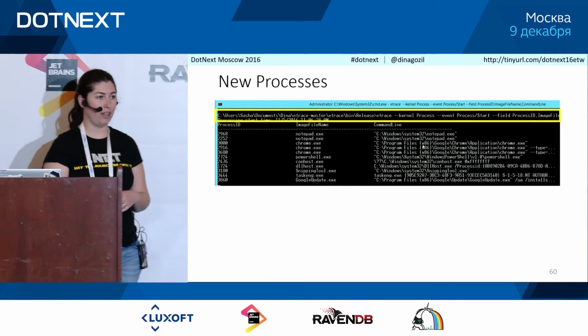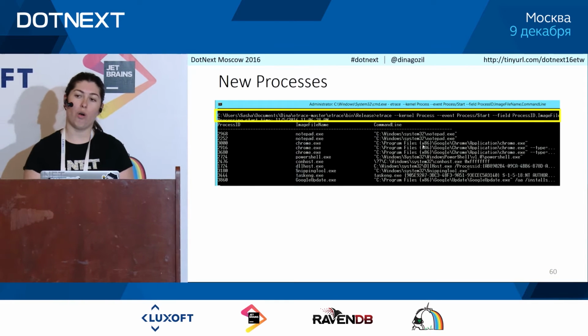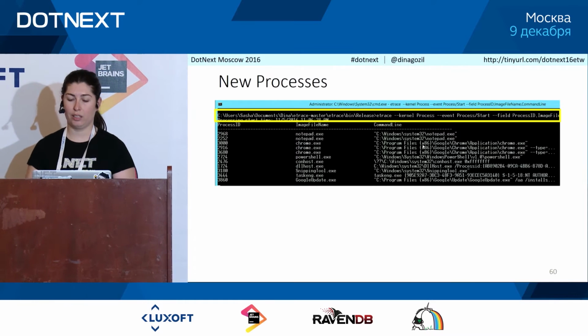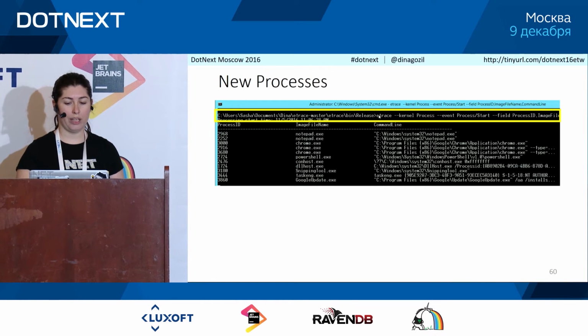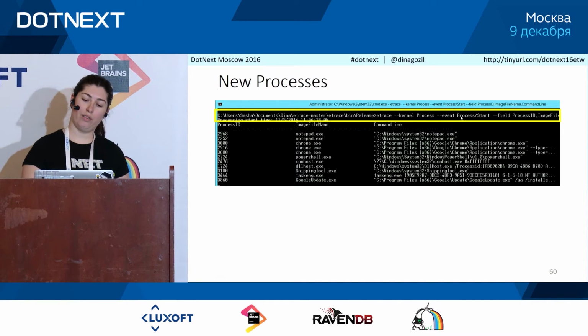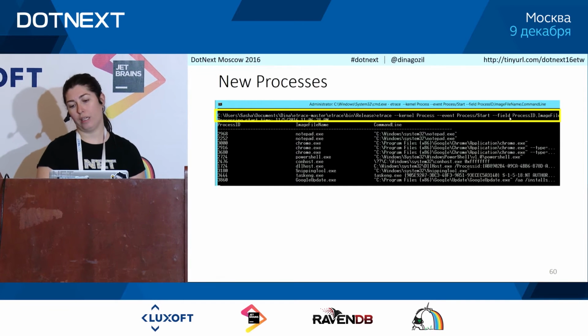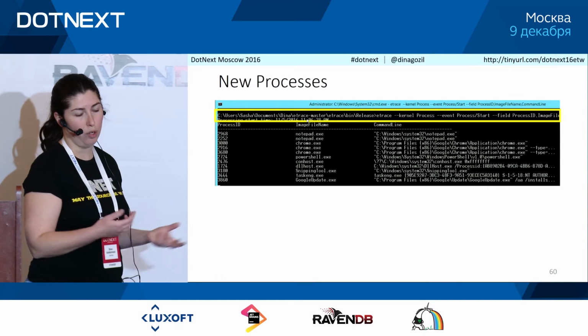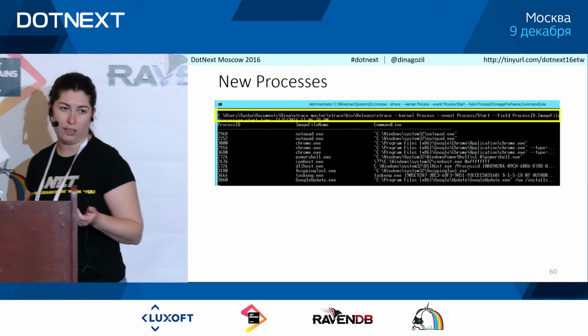So here's the first example. That's pretty much the code that we wrote in the slide before. We want to monitor all the processes that start on the system. So we're running eTrace with the keyword process on the kernel, and we're interested in the event process start. And it even gives us an option to specify which fields of the payload we're interested in. So in this case, we're interested in process ID, image file name, and command line. And when I ran this demo, I started eTrace, I opened up a few processes on my machine, and I got this nice list.